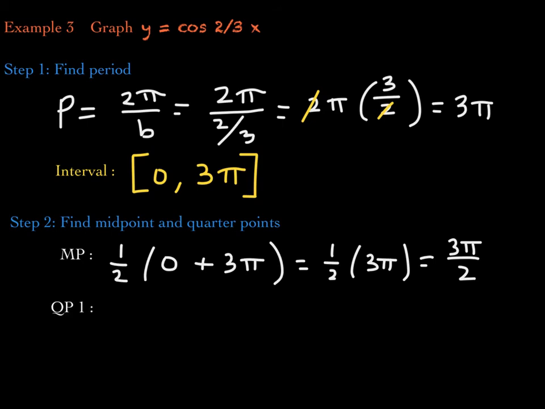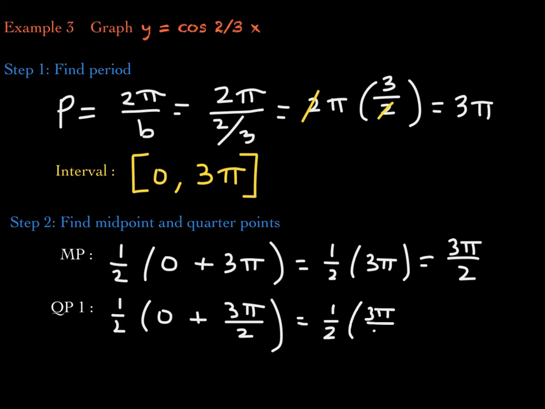I'm going to use QP1 for my first quarter point. I find my first quarter point by taking half of, now watch this, my left endpoint and now my midpoint. Basically I'm finding half the distance between my left endpoint and the midpoint, or the midpoint between the left endpoint and the midpoint. So this is half of 3 pi over 2, or that is to say 3 pi over 4. Let me make that a little neater for you, 3 pi over 4.